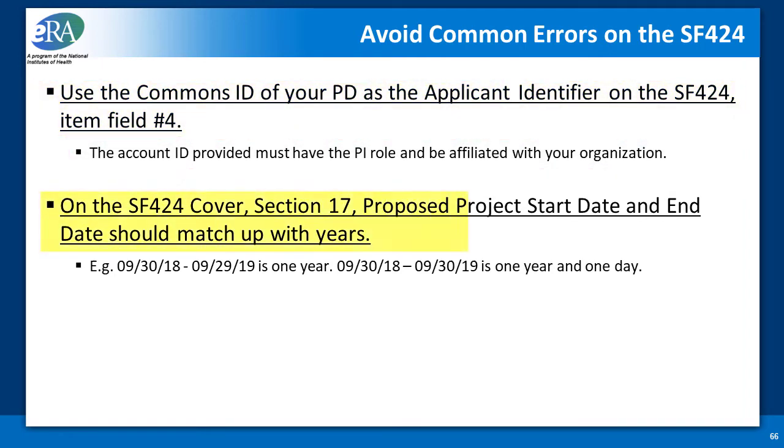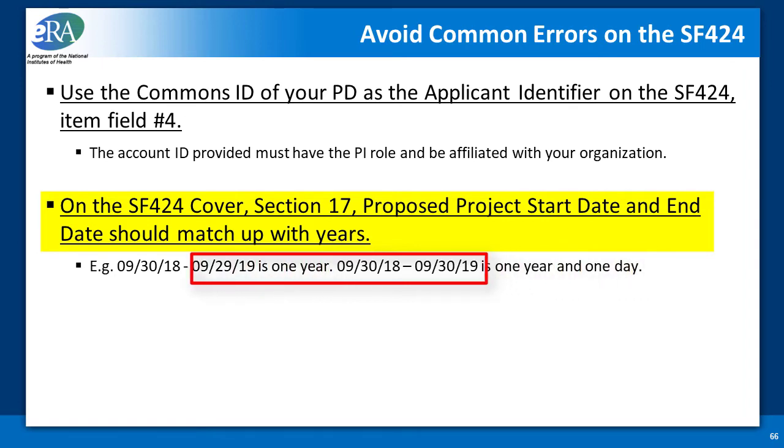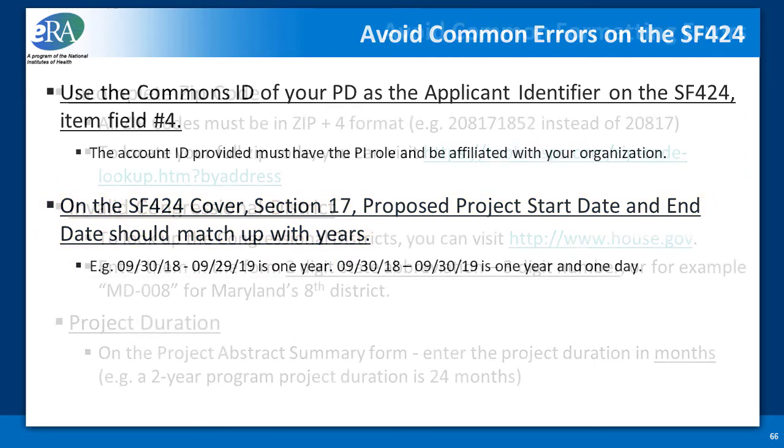The proposed project start and end dates on the SF424 also need to match up with a year. So for example, September 30th, 2018, to September 30th, 2019, is not 1 year, but actually a year and a day. So if your budget period was going to begin on September 30th, you would need to enter September 30th, 2018, to September 29th, 2019.